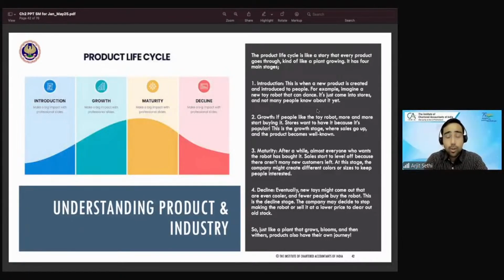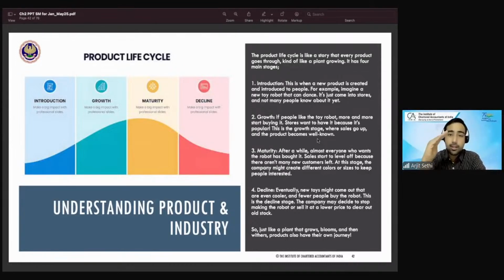The second is the growth stage. Now, what happens in the growth stage? Growth stage is interesting because if people like the toy robo, more and more start buying, through word of mouth publicity. Stores want to have it because it's popular. This is the growth stage where sales go up and the product becomes well known. It was sitting idle in the toy shops. A few people bought it, posted videos, showed it to their friends. It became a viral sensation, and now it is going through growth.